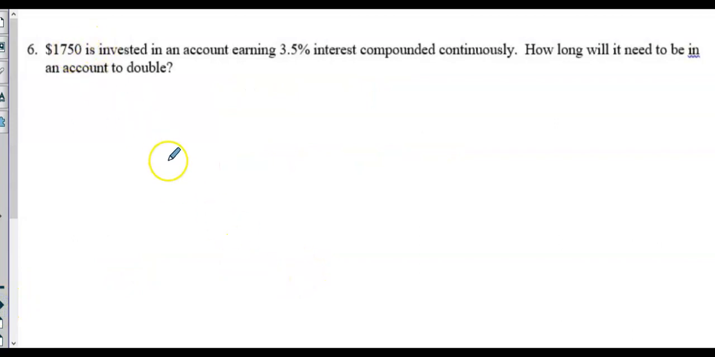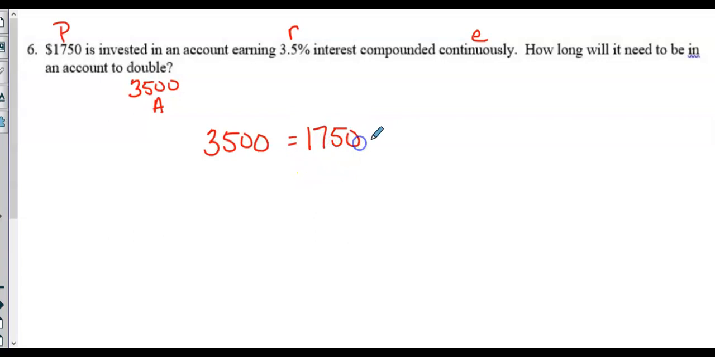You're investing $1,750. This is your principal. This is your rate. Compounded continuously, so we're going to use the E. How long will it need to be there for it to double? Okay, so that means how long does it need to be there before it's at $3,500? So this is your amount. $3,500 equals 1,750 times E to the 0.035t. That's what we're missing.